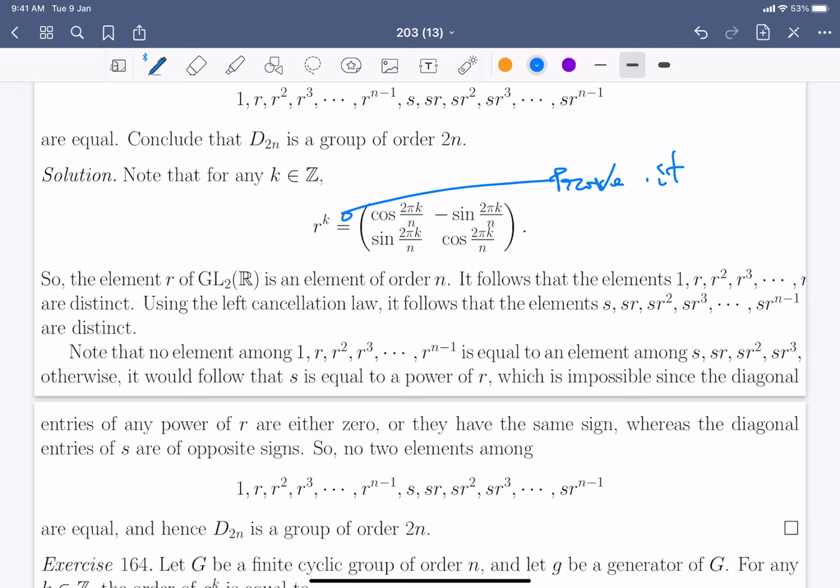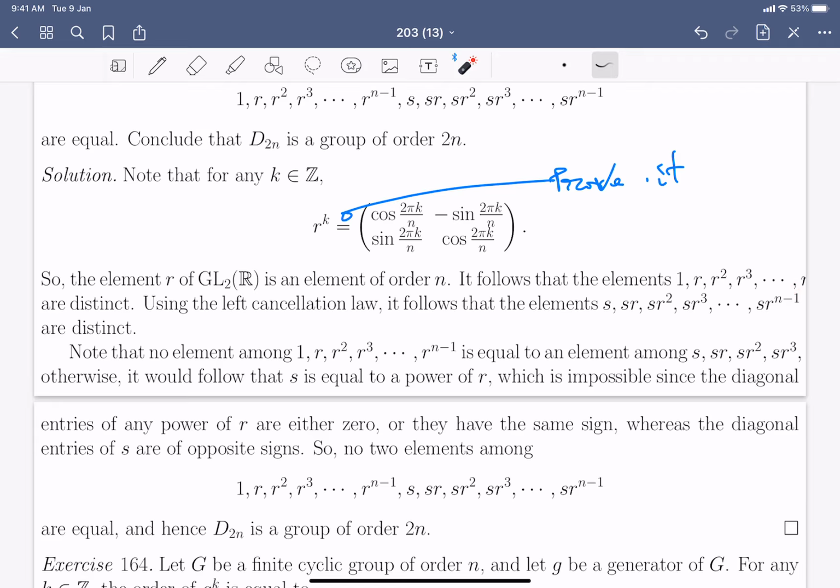So prove this equality. It follows that this element R of GL2R is an element of order n, because you want cos 2πk/n to be 1 and sin 2πk/n to be 0. That can only happen when k is a multiple of n, and that shows that the element R of GL2R is an element of order n.